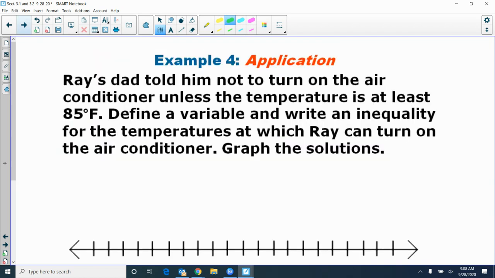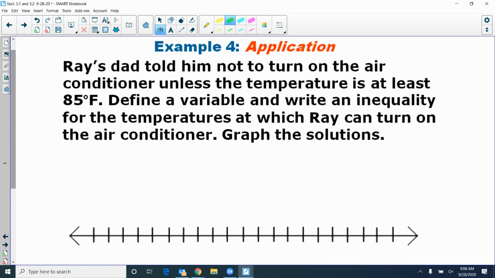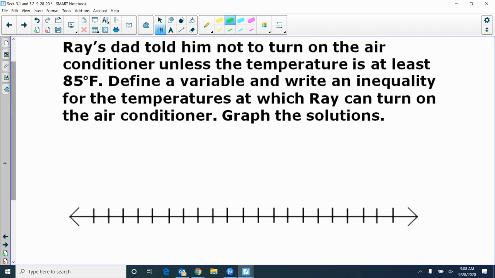So now let's see if we can just write this out. Don't overcomplicate this. It says Ray's dad told him not to turn on the air conditioner unless the temperature is at least 85 degrees Fahrenheit. Define a variable and write an inequality for the temperature at which Ray can turn on the air conditioner. Graph the solution. All right, how would you list that? You just got to come up with an inequality. Christian? 85 is greater than or equal to X.